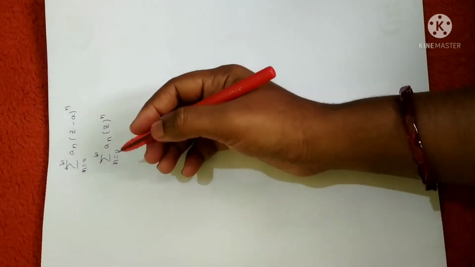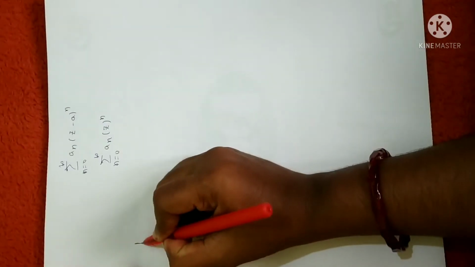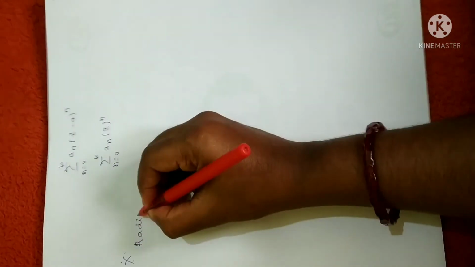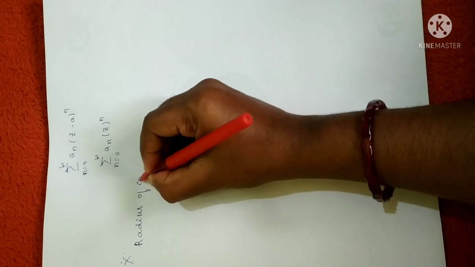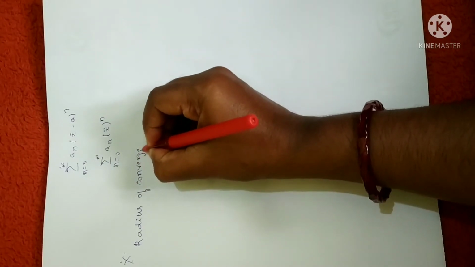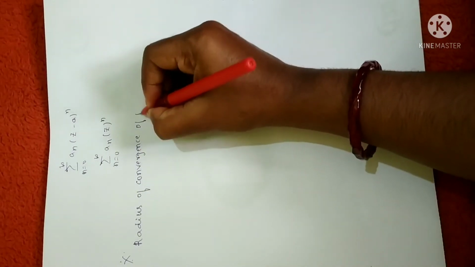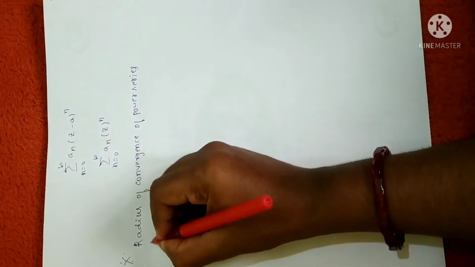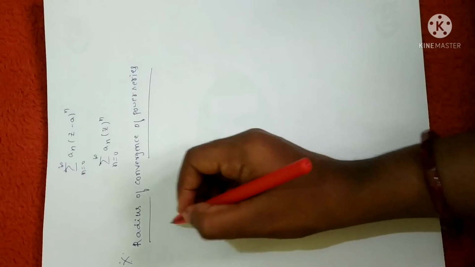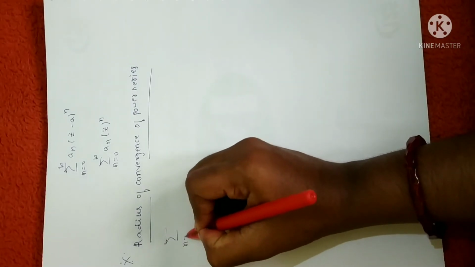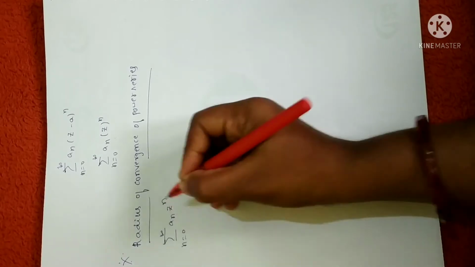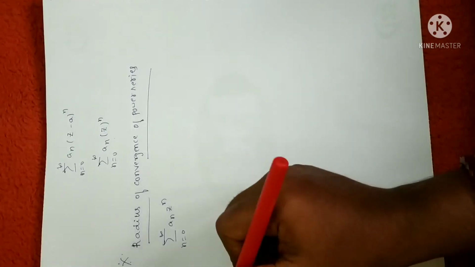Now based on this concept, let us discuss one more important concept called radius of convergence. It is very important. It has been asked in one of the years. Define radius of convergence of a power series. The meaning is, suppose I have a power series, in the particular case, summation n equal to 0 to infinity a_n into z to the power n, which is a power series in terms of z.